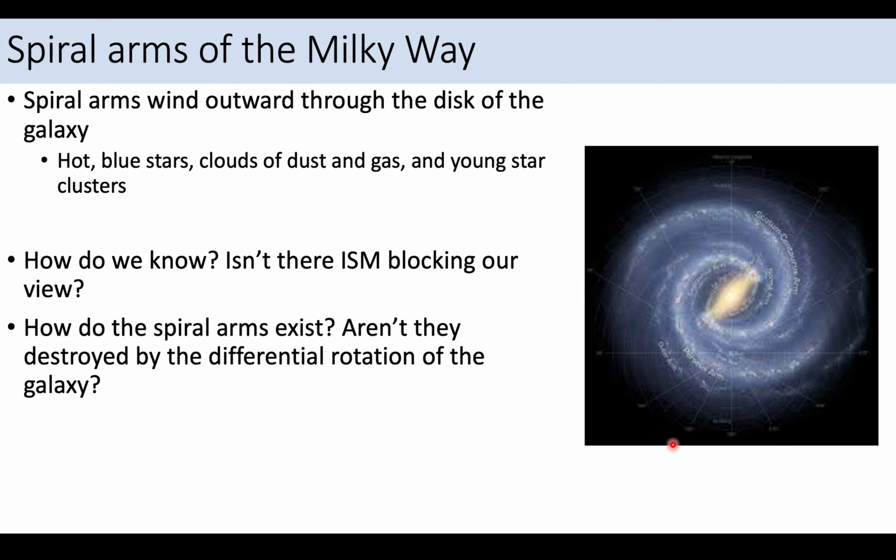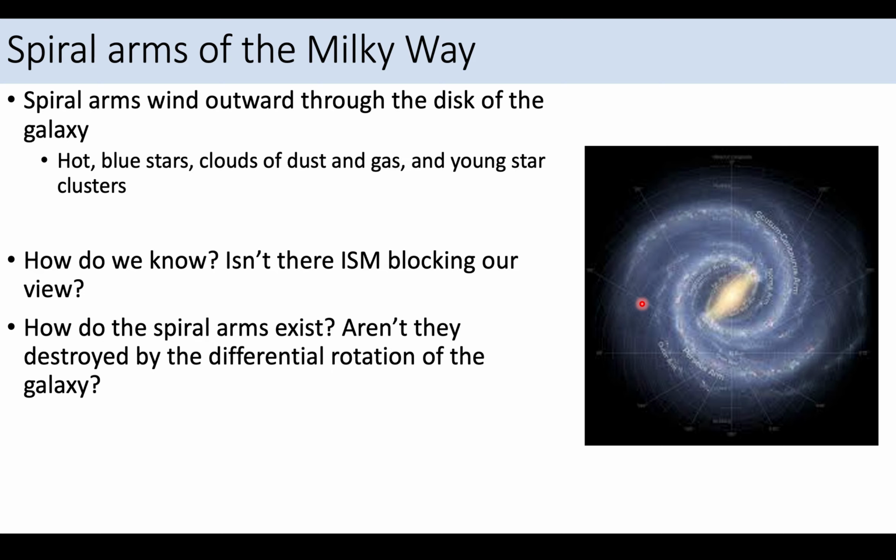So when we think about the spiral arms of the Milky Way specifically, we're talking about these thick spiral arms. Well, they appear to be thick spiral arms that spiral outwards away from the center of the galaxy. They're made of mostly clouds of dust and gas, hot, very young, and often blue stars. So there's a lot of star formation going on in these spiral arms.